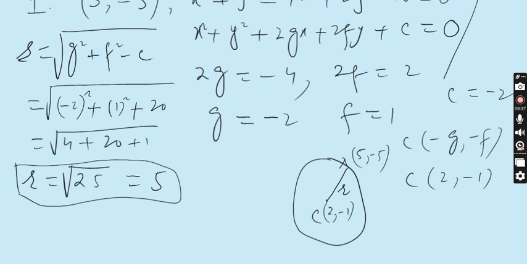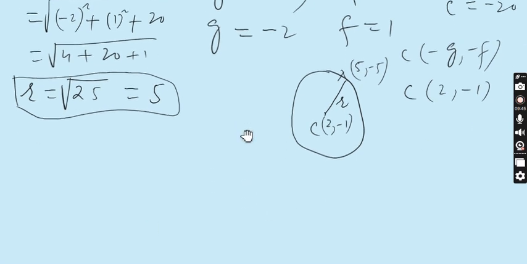If the answer of the radius is 5, then obviously the point is on the circle. If the answer is greater than 5, the point should be outside the circle. And if the radius is less than 5, the point should be inside. Now find the distance. How to find the distance is very easy.